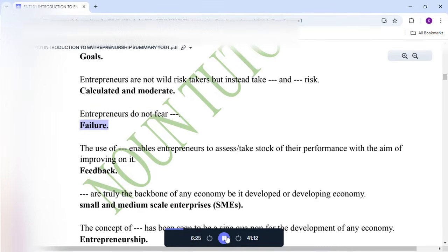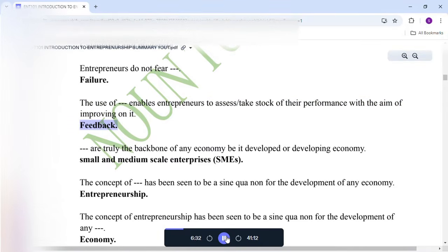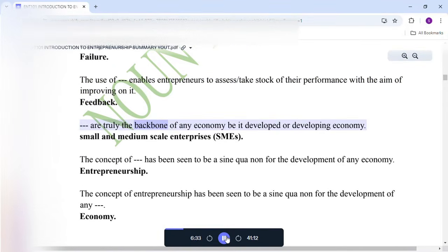The use of feedback enables entrepreneurs to assess and take stock of their performance with the aim of improving on it. Small and medium-scale enterprises, SMEs, are truly the backbone of any economy, be it developed or developing.